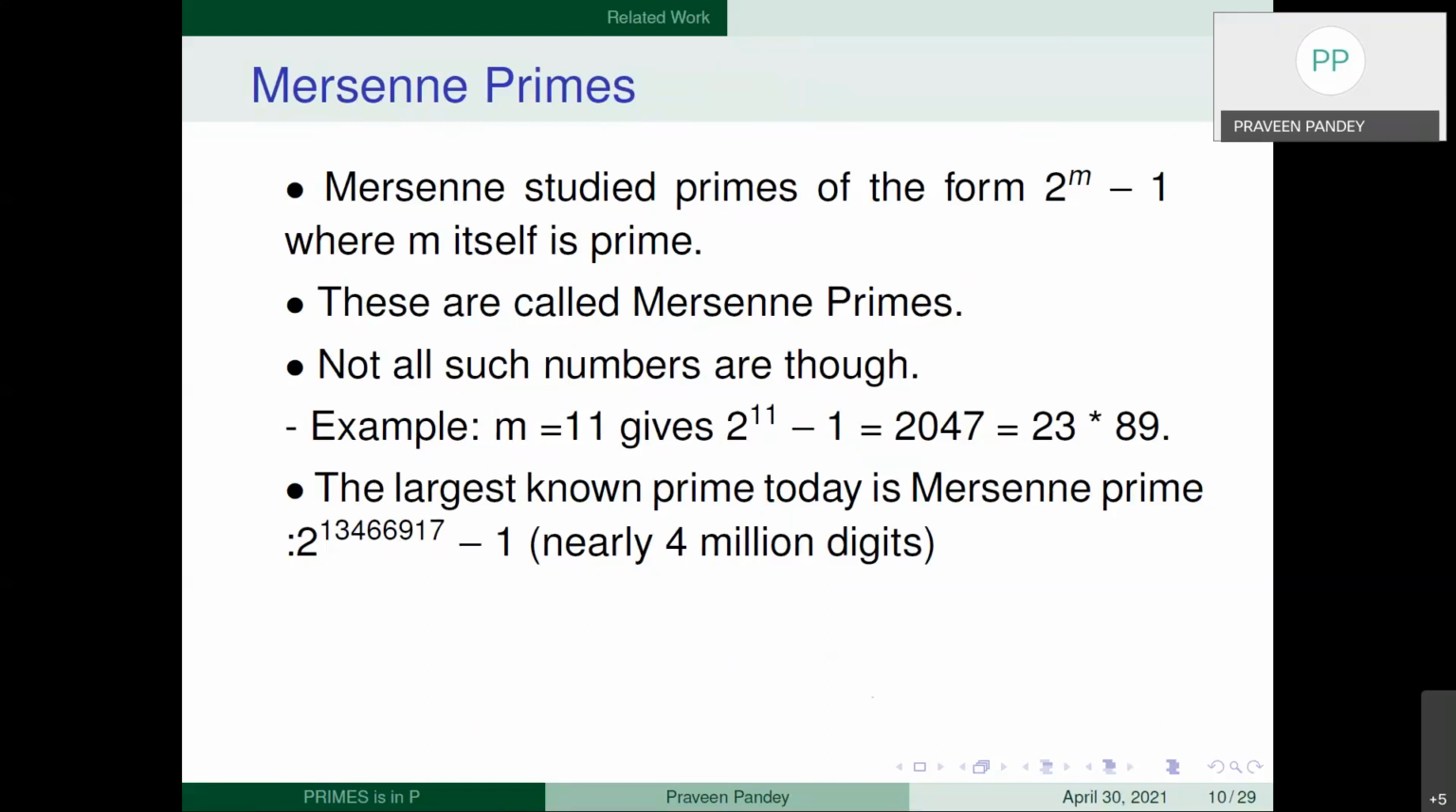So moving to the Mersenne primes. It was identified that numbers of the form 2 raised to the power m minus 1, where m is itself a prime number, are called Mersenne primes. Even today, the largest known Mersenne prime was found out to be 2 raised to the power 134,669,17 minus 1. It is around 14 million digits, but that is also a Mersenne prime.